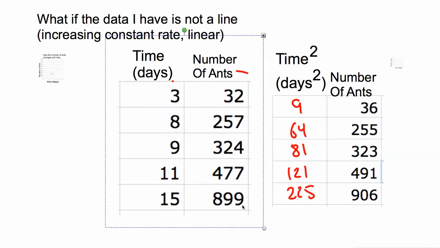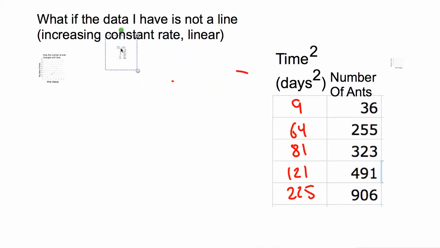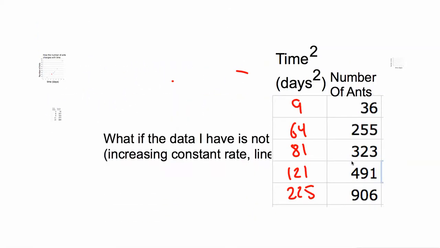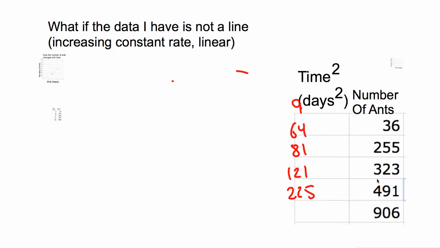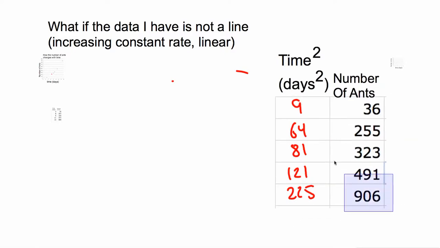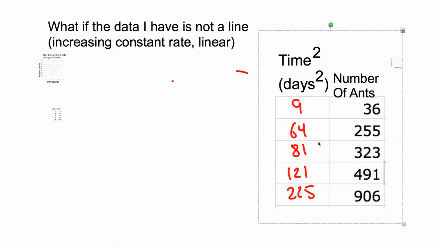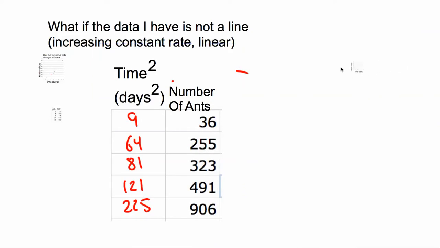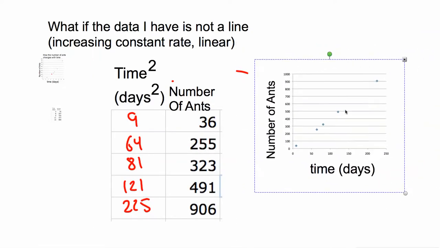Shrink this data table up, get it out of the way. All right, so now let's grab a graph and let's see what happens when we graph this. Here's a graph that I've prepared.